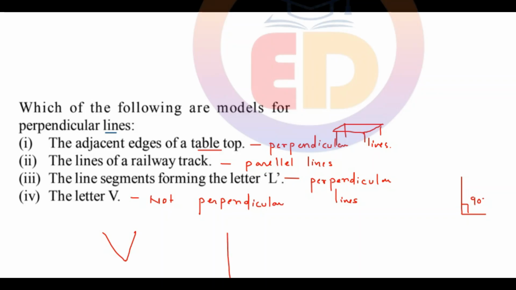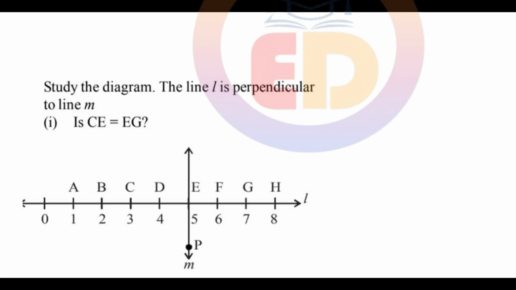Going through perpendicular lines: when two lines intersect with each other and make a 90 degree angle, you see here all the angles are 90 degrees, so we can say that these two lines are perpendicular to each other. In this question, they are asking to study the diagram, and they have given that the line L is perpendicular to line M. This is the line L, the horizontal line, and this is the line M, which is the vertical line.